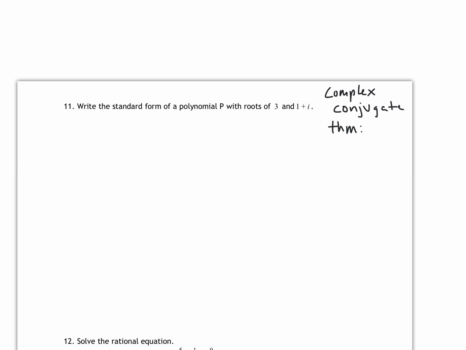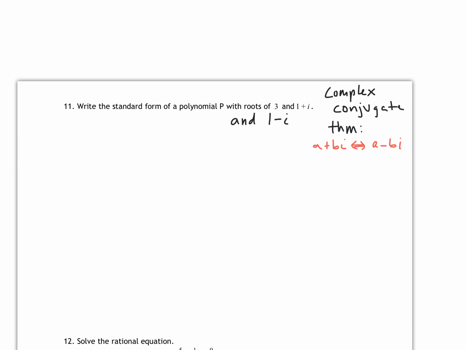What that tells me is every time I have an a plus bi as a factor, I can automatically assume the conjugate a minus bi is a factor. And that works both ways. If I have a minus bi, then I know it's a plus bi. So that means our actual factors here, or our roots, are 3, 1 plus i, and 1 minus i based on this theorem. So we have 3.